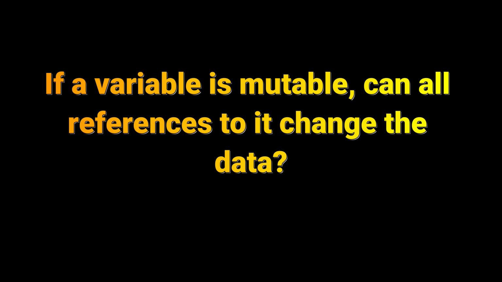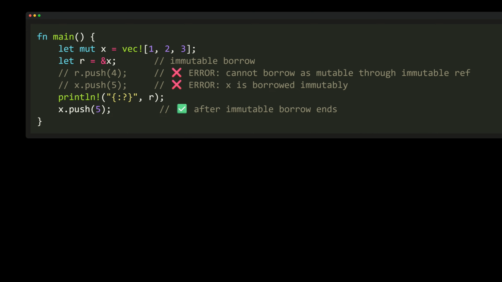Question: if a variable is mutable, can all references to it change the data? No, not all references can change the data. Even if the original variable is mutable, when you create an immutable reference to it, that reference cannot change anything. You also cannot change the original variable while the immutable reference exists.